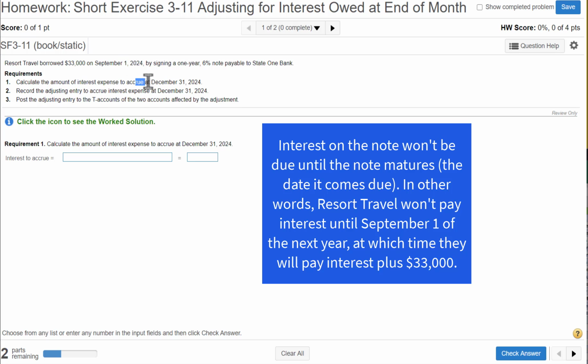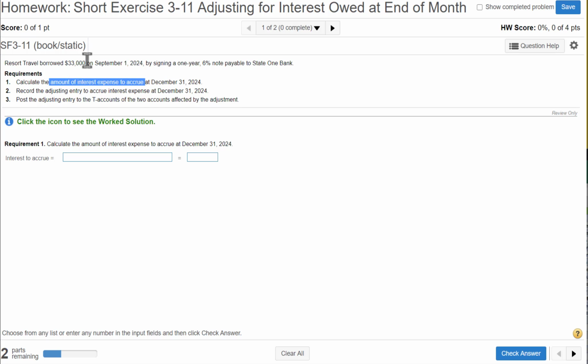However, it's now the end of the year, and because we're going to do our financial statements, we need to show how much interest we owe. So calculate the amount of interest to accrue from September 1 to December 31st. And then we're going to record the adjusting entry to accrue interest expense as of the end of the year. Remember, accrue just means something is accumulated but has not yet been paid. The thing that's accumulated is interest. And then we're going to post to the T accounts.